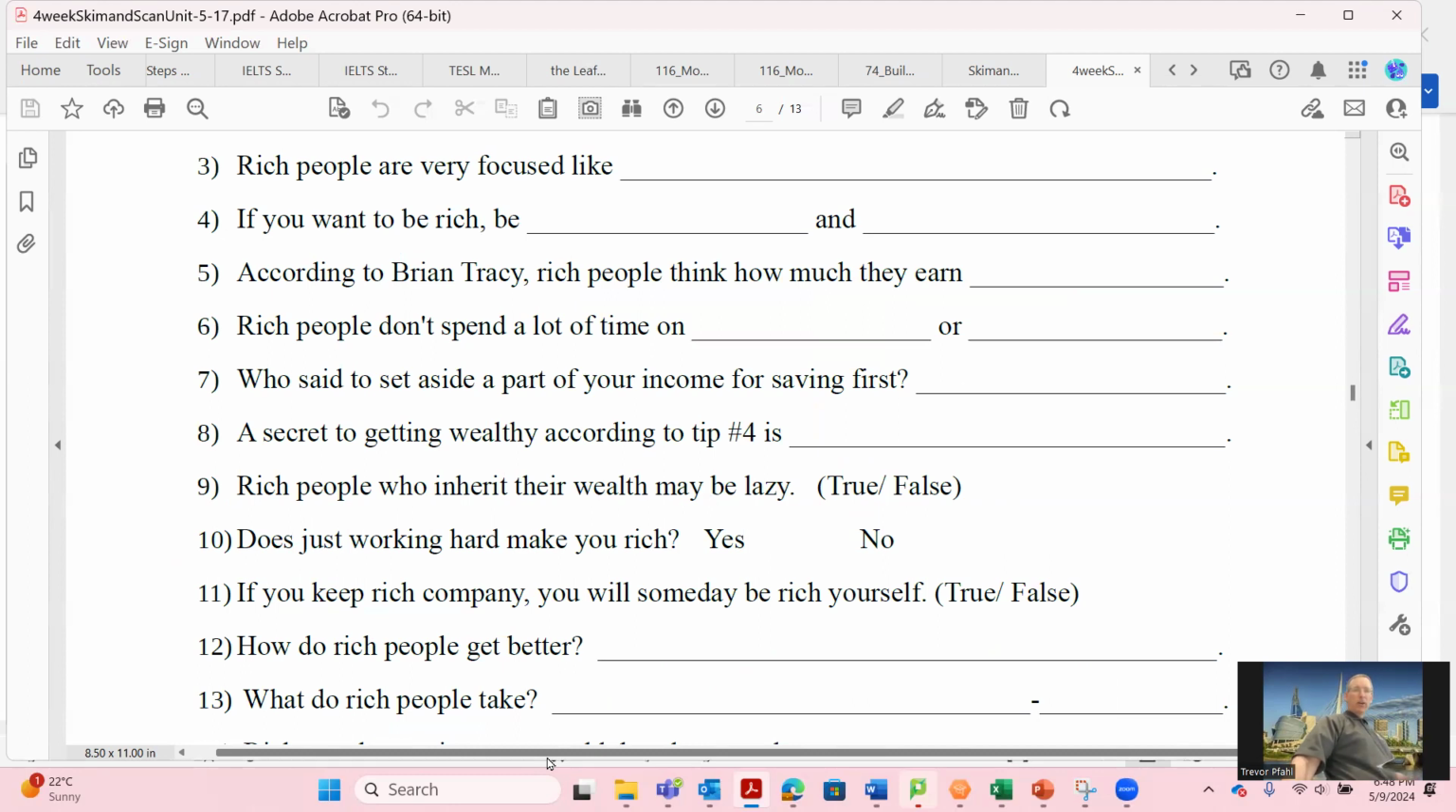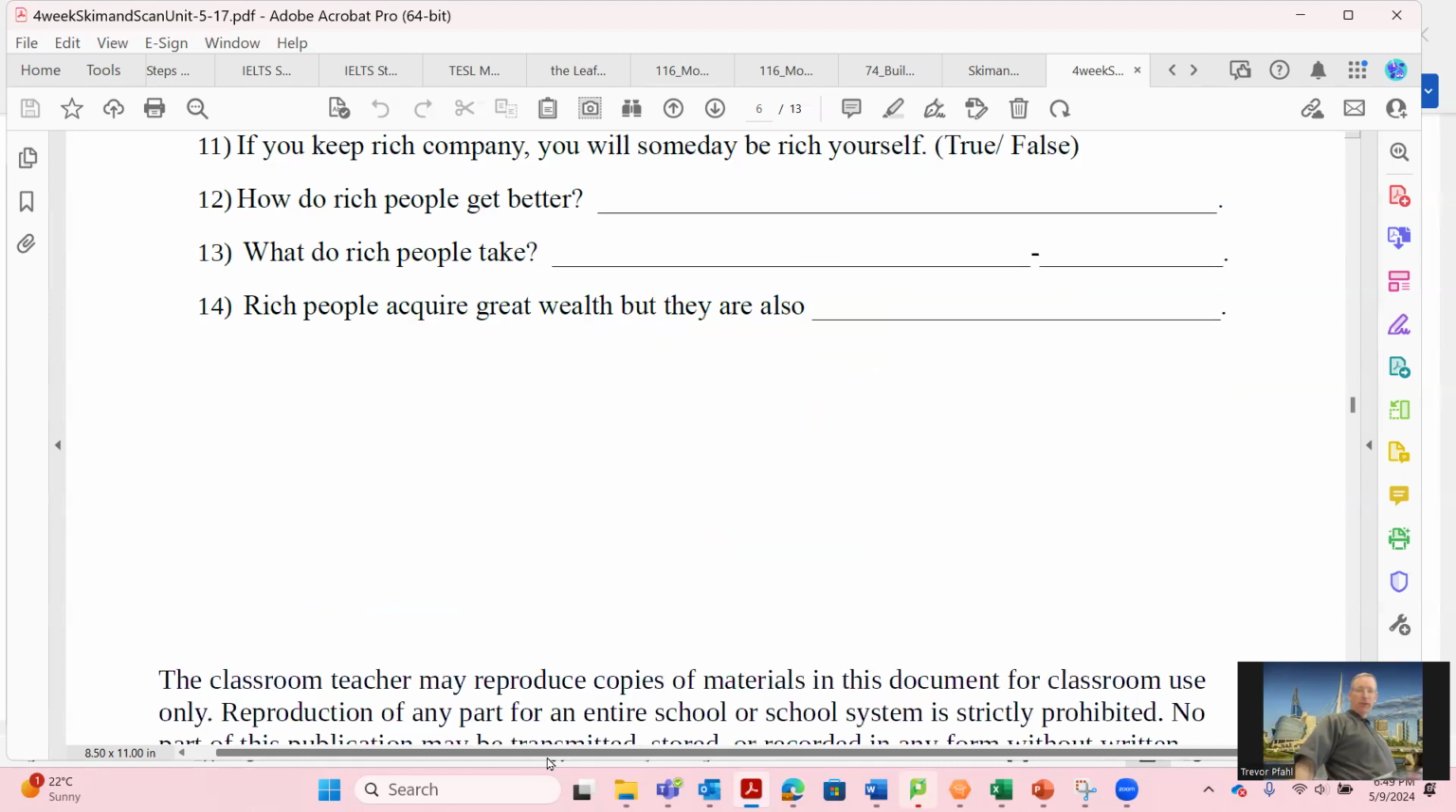Rich people don't spend a lot of time on social media or watching TV. Who said to set aside part of your income for saving first? Warren Buffett, who has been one of the richest people in the world. Secret to getting wealthy, according to tip number 4, spend less than they earn. I'm surprised when I'm helping people get out of debt. They make 4,000 or 5,000 and they're spending 6,000 or 7,000 a month. I'm like, why? You're deliberately going further and further away from your goals.